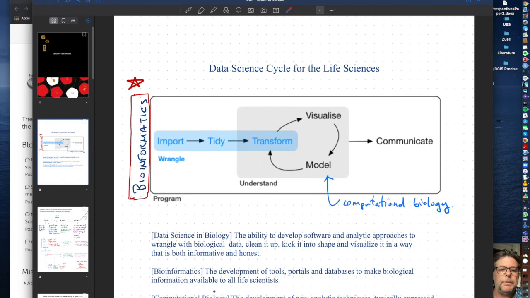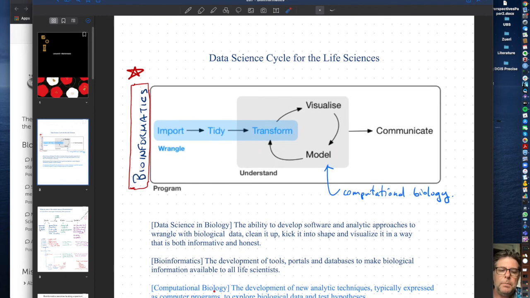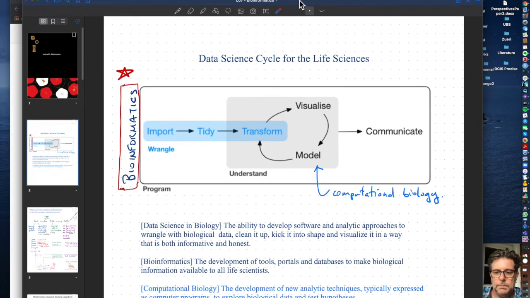So bioinformatics, let's go through our definitions just again to make sure we're all on the same page. I would say bioinformatics is the development of tools, databases to make biological information available to all life science researchers, okay? So that's definitely different than data science. And I think we have an intuition of what data science is now, and that's more about playing with the data set and trying to dig into it with visualization and models.